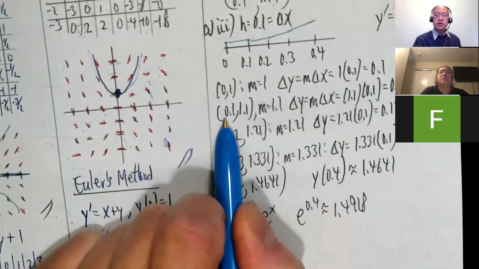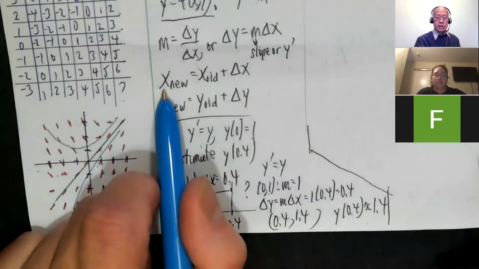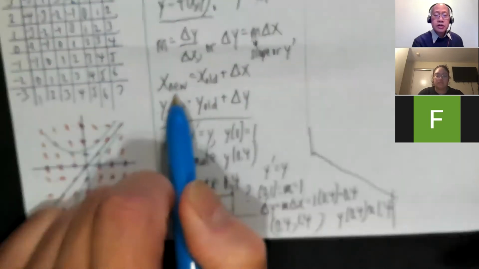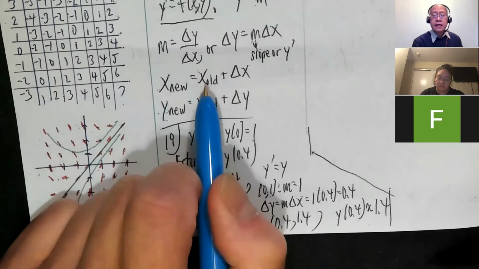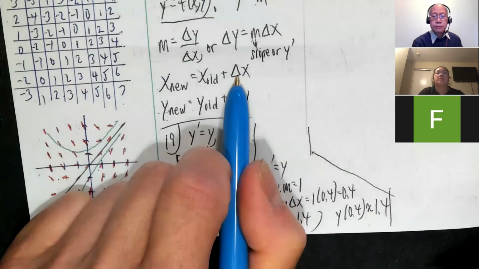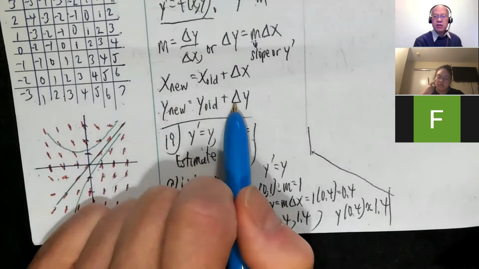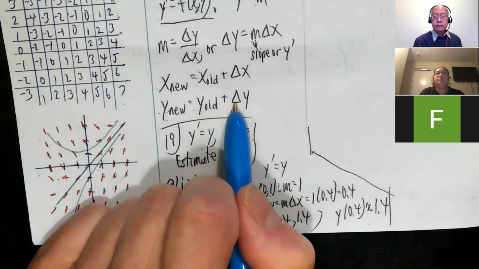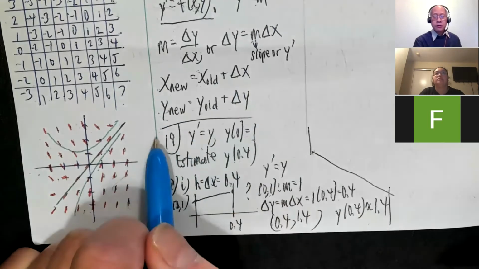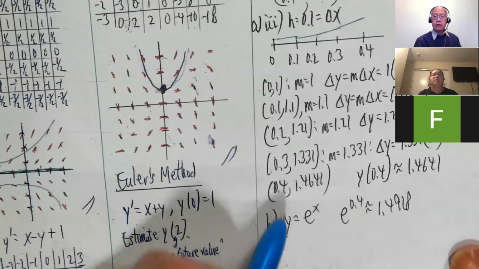Okay, and you might say, how did you get that? Always going back to this. What's the new x? Take the old x, add delta x. What's the new y? Take the old y, add delta y. If we were to go down to Calc 3, what's the new z? It's the old z plus delta z, right? In 3 dimensions. But right now we're in 2 dimensions.